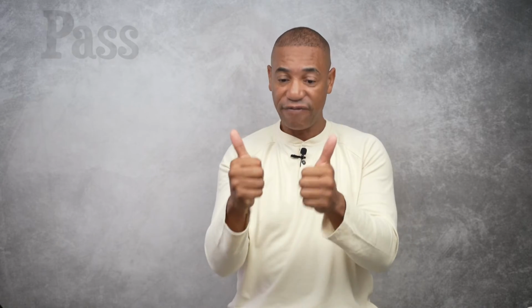To sign pass, take both hands, make a fist, extend out the thumbs. Now the knuckles will touch, just like this. And then from here, you will take your dominant hand and it will go forward as if you're passing your non-dominant hand from the side. That is how you sign pass.